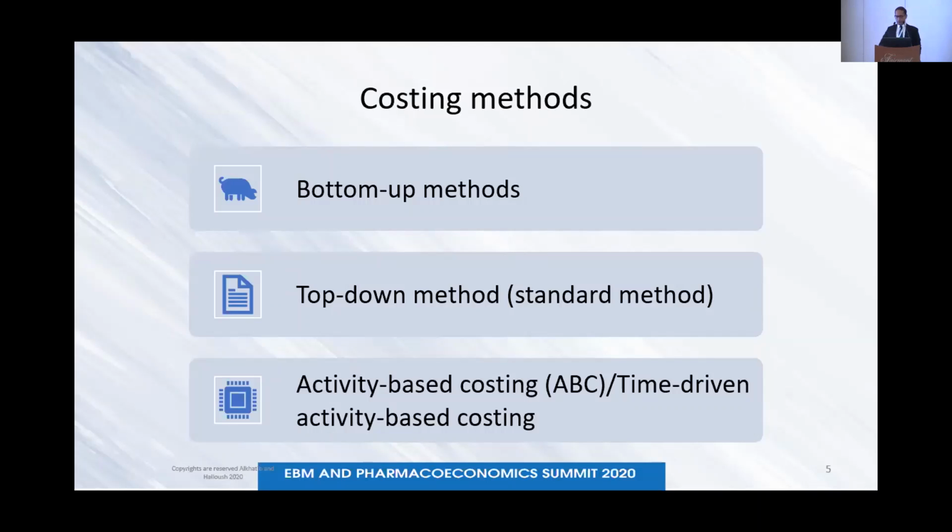So, costing method for health economists, in fact, they are limited to 3 main categories. One is called the bottom-up method, the top-down method, which is now a standard method, and activity-based costing. I will talk about this, but in fact, activity-based costing is a division or a section from the top-down method, a simplified form of the top-down method that we can, in fact, apply in our healthcare system, Jordan.